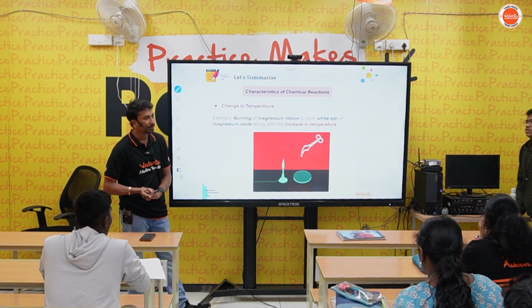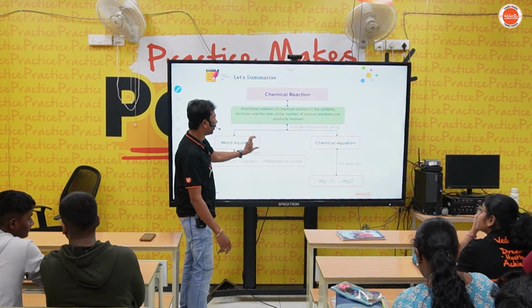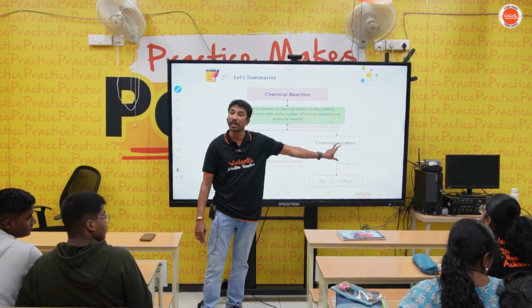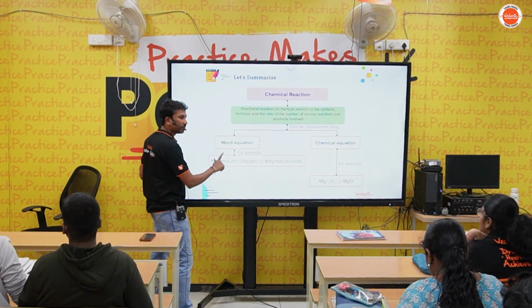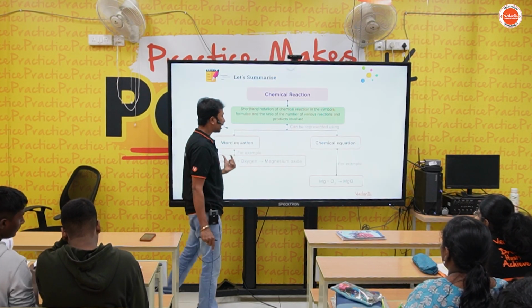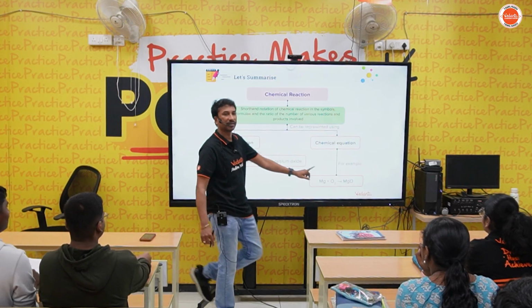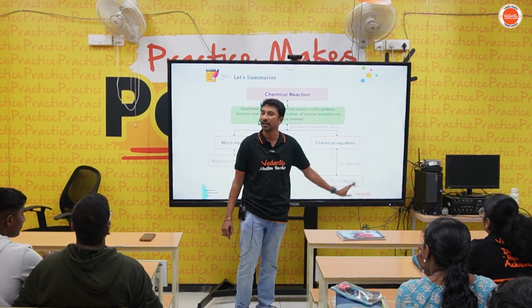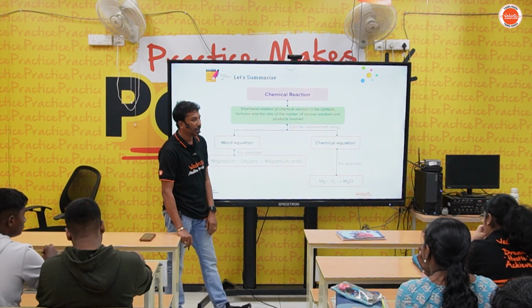So examples for change in temperatures, right? In short, how do we represent a chemical reaction? We represent it in two ways. One is a word equation, and the other is using symbols, right? What is a word equation? If you write magnesium, oxygen like that, it is a word equation. If you write the symbol for magnesium, Mg, the symbol for oxygen, O2, forming MgO, then it is called a chemical equation, right?